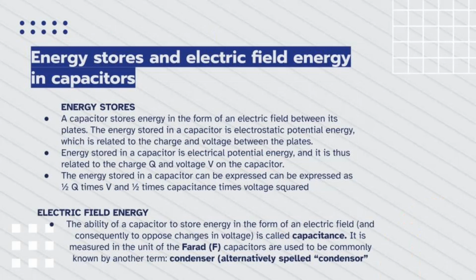Energy stored in a capacitor is electrical potential energy, and it is thus related to the charge Q and voltage V on the capacitor. A capacitor stores energy in the form of an electric field between its plates. The energy stored in a capacitor is electrostatic potential energy, which is related to the charge and voltage between the plates. Electric field energy in capacitors: the ability of a capacitor to store energy in the form of an electric field and consequently to oppose changes in voltage is called capacitance. It is measured in the unit of the farad.